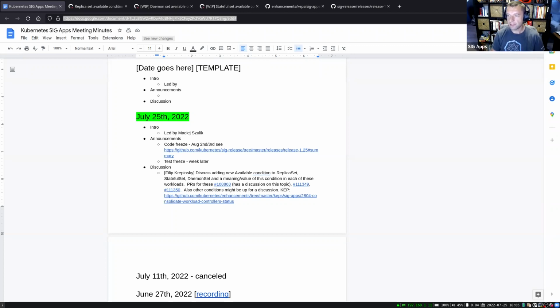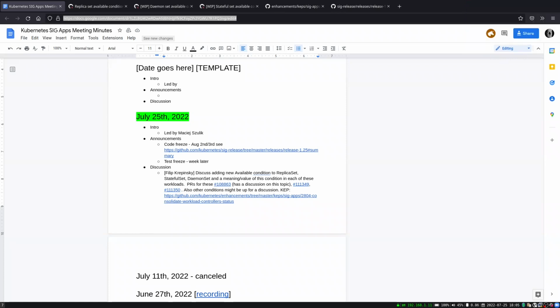Philip will discuss adding the new available conditions to replica sets, stateful sets, daemon sets, and in general the meaning of those various conditions. I've noticed that there was some initial pre-discussion happening on the mailing list. So if you haven't had a chance to look through that, it would be good to also read that for a better understanding. Philip, you want to take it from here?